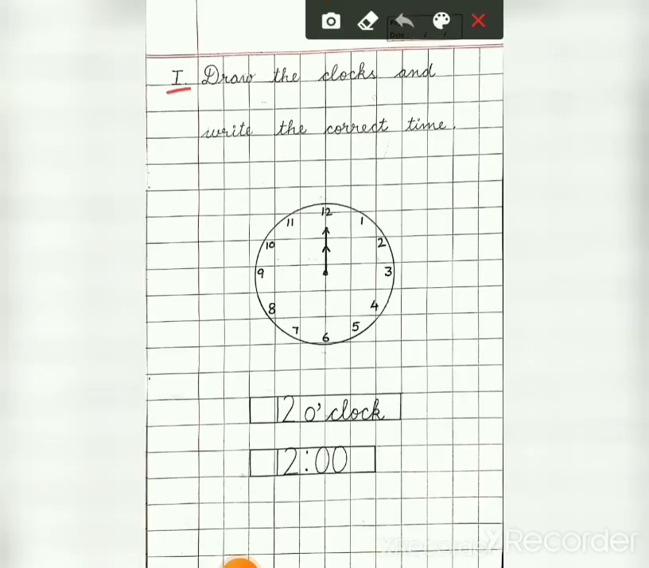Now write first, draw the clocks and write the correct time. You have to draw clock same like this clock and you have to show the time. In this clock you can see both shorter hand and longer hand are at 12. So the timing is 12 o'clock.